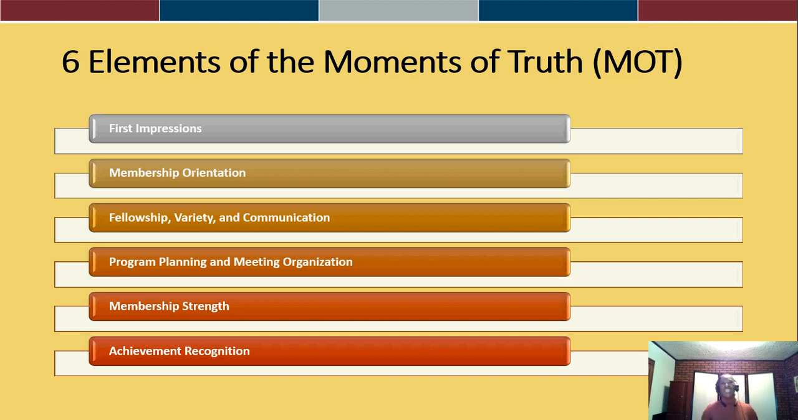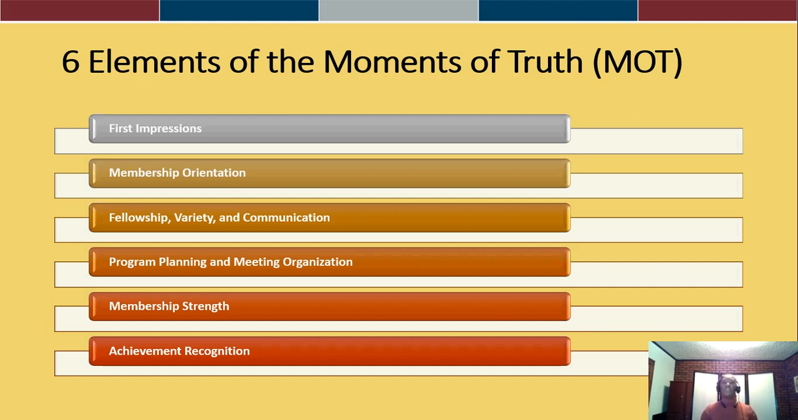Moments of Truth is a tool. Moments of Truth also has 6 categories, 6 elements to consider. Now, we will look at each one of these categories separately, yet know that from the 6 categories, we start off with first impressions. First impressions is that first category in which you get a chance to understand if your club is achieving all 6 of those standards with first impressions.